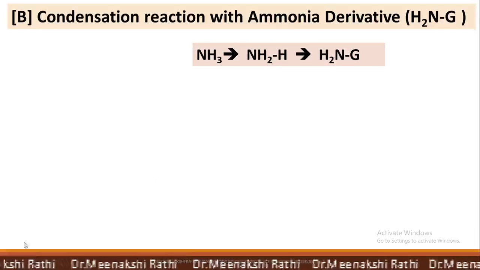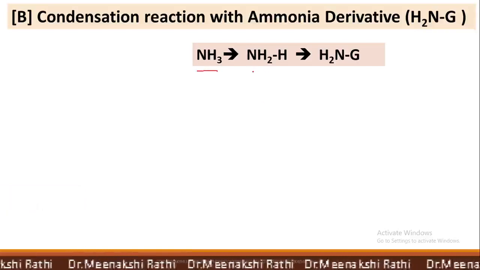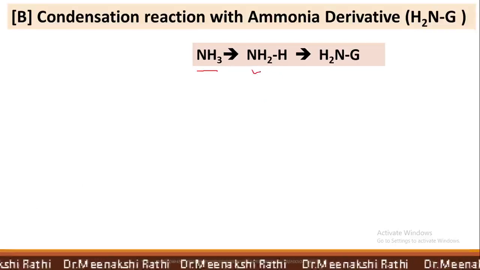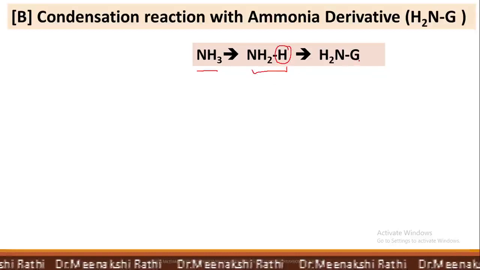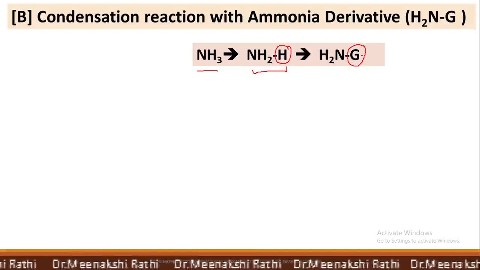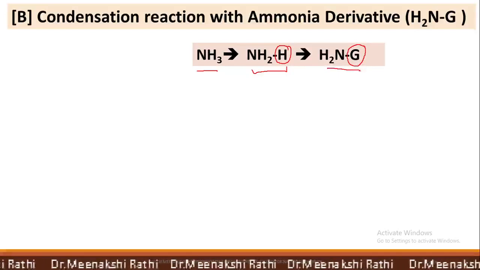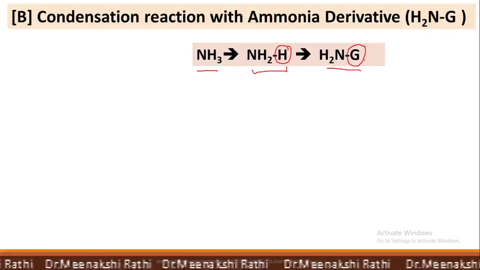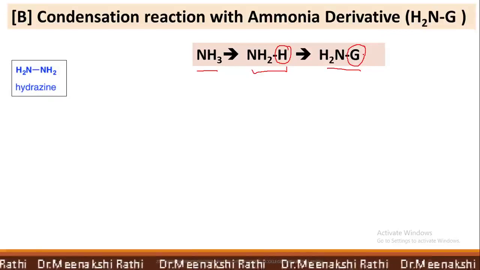Now see here, this is NH3. NH3 we can write down like NH2H, means one hydrogen atom is just separated. It is separately shown NH2H, and when one hydrogen of ammonia is replaced with some other group, any group which is shown by G here, so it is NH2G. So NH2G is known as ammonia derivative. So this G may be anything. So depending on that, various ammonia derivatives are there.